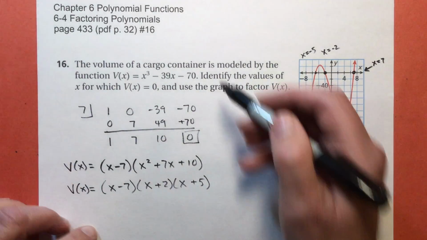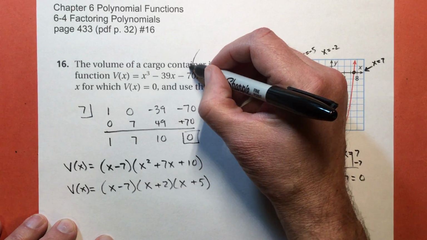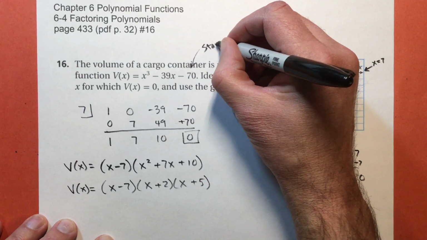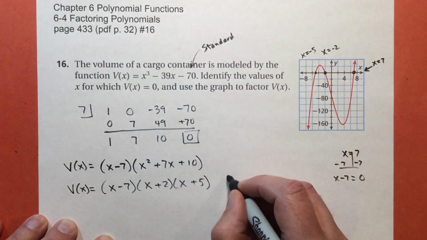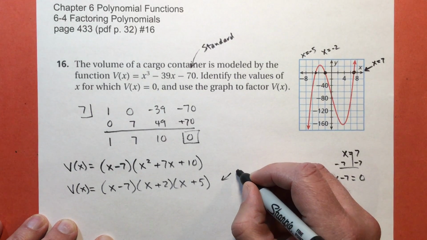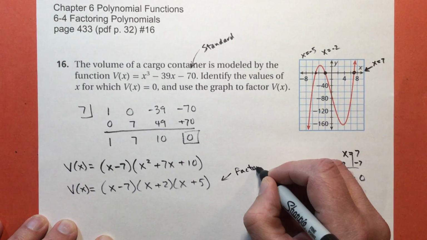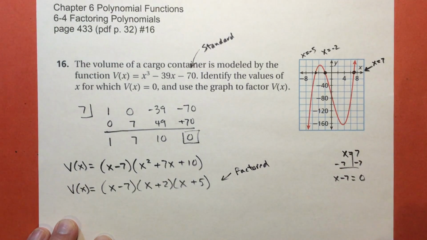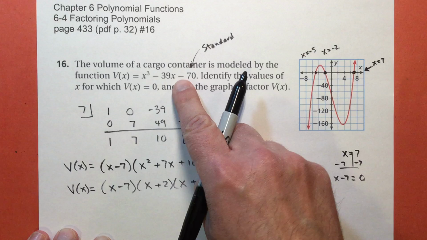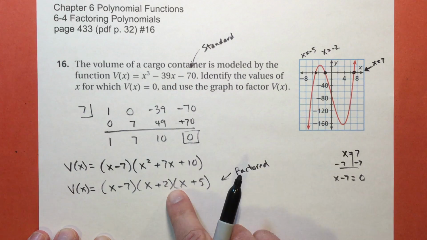So this is my function in standard form. This is the same function in factored form. They are the same. They're just two different forms. This is actually simplified. This is not. But this is more useful.